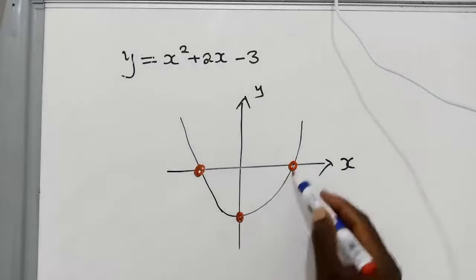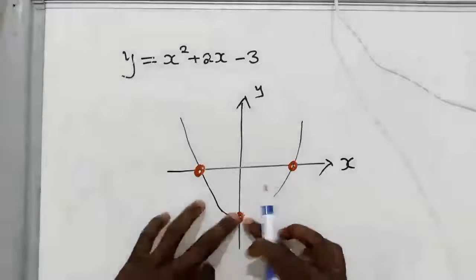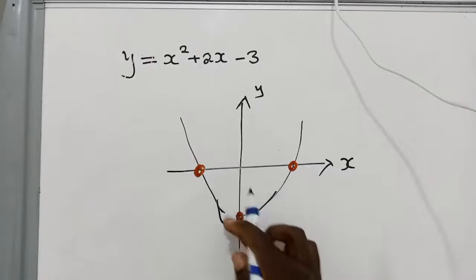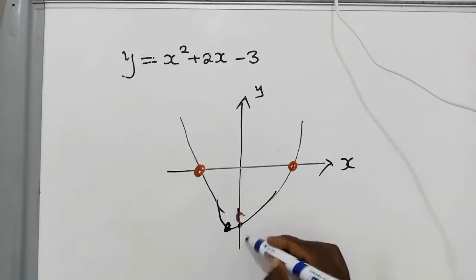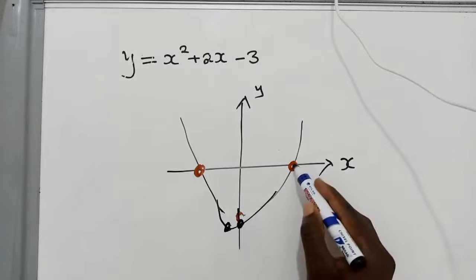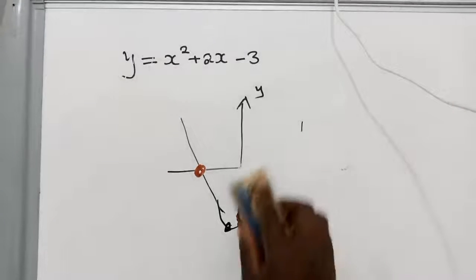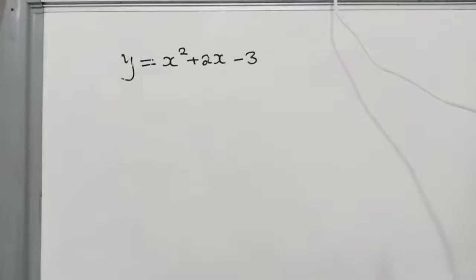So you need to find here, here, here, and the turning point. So let's say the turning point is somewhere here. This is the turning point, and this is the Y-intercept where it's cutting the Y-axis, and this is where it's cutting the X-axis and here. So these are some of the things that you need to be aware of, and you need to know how to find them.